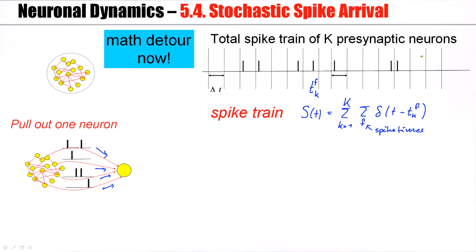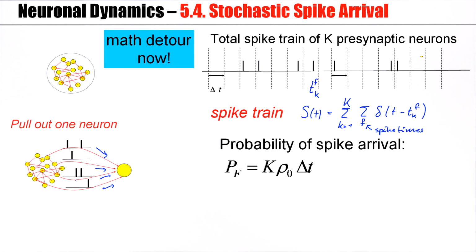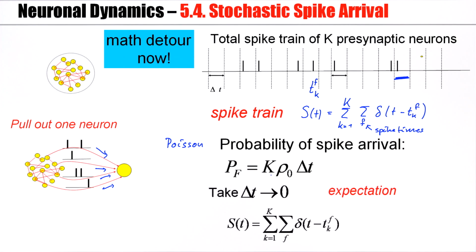I said previously that from the point of view of this neuron, the spike train looks stochastic. So let's take our Poisson model. Let's assume that each of the K neurons fires at a constant rate, rho 0. Then the total probability that one of the bins here is filled with a spike is the firing rate of each individual presynaptic neuron times K, the total number of presynaptic neurons. So we can now ask, with our spike train, what would be the probability of observing a spike in this short time bin?